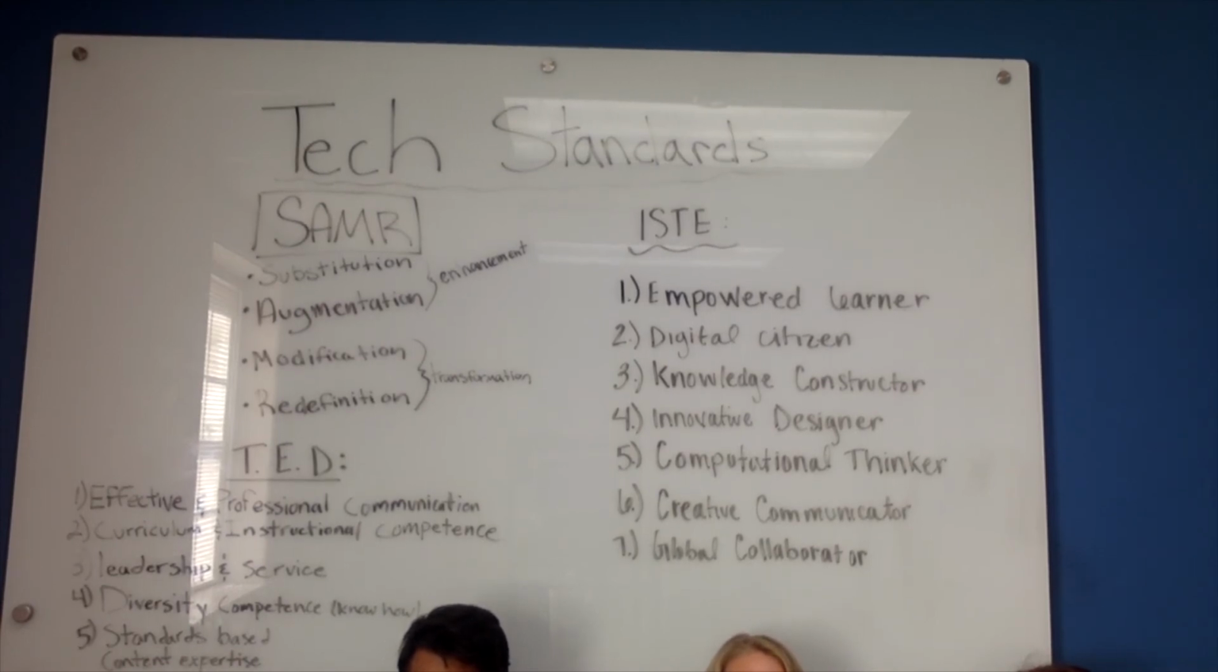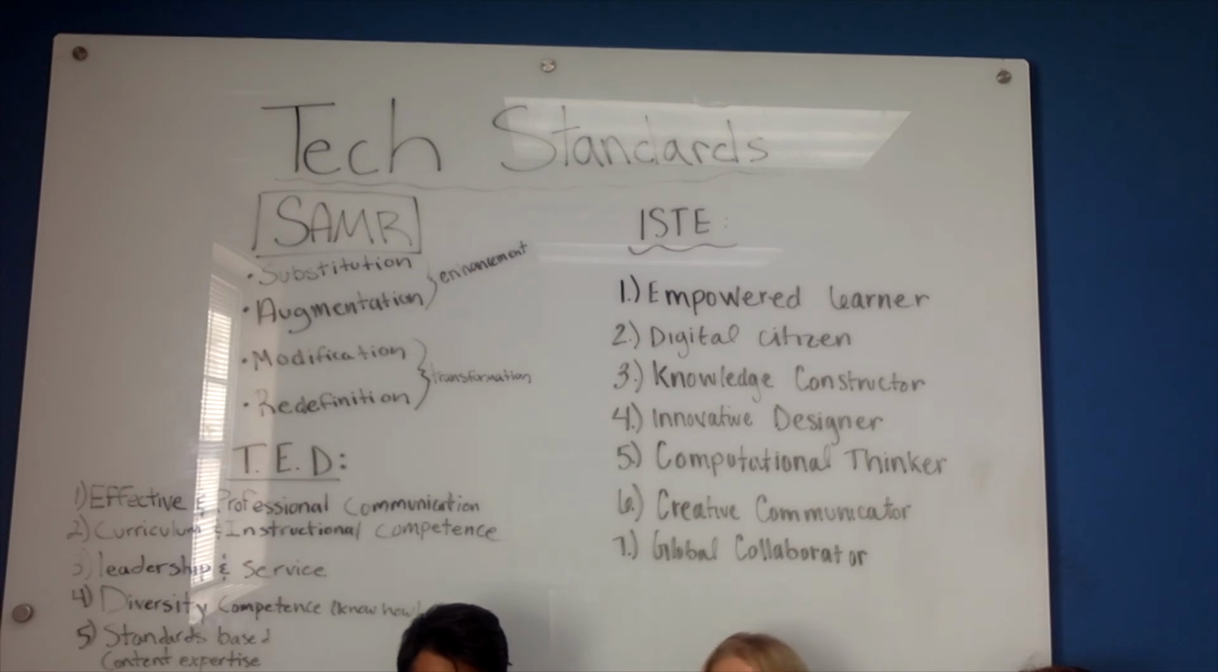The second is a digital citizen, that students recognize the rights and responsibilities of living in a digital world. Third is knowledge constructors. Students critically curate a variety of resources using digital tools, so like Google Docs, Symbaloo, different technology. Innovative designers. Students use a variety of technologies with the design process to identify and solve problems by creating new imaginative solutions.